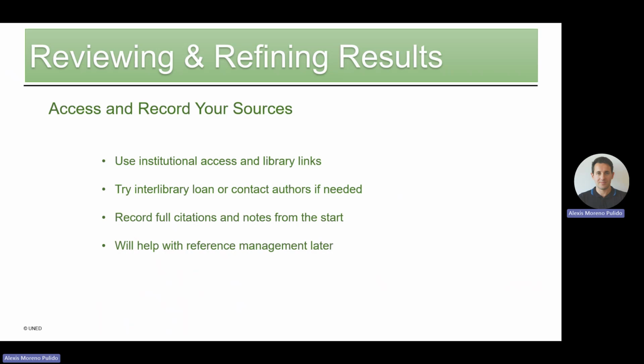Assessing and recording information. Finding a reference is only part of the process. You will also need to access the full text of the articles or books and keep a record of what you have found. Make use of your library subscriptions. Often databases will provide direct links to PDFs or the library's catalog or repository. If something isn't available in full text through your institution, you may obtain it by interlibrary loan or by contacting authors.